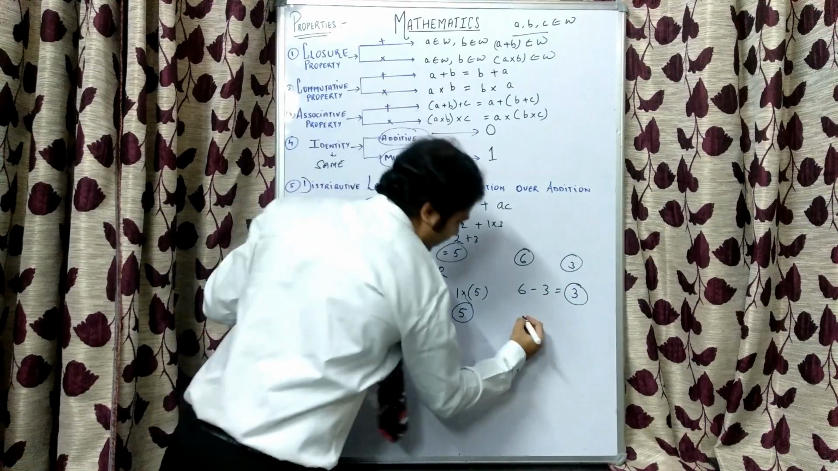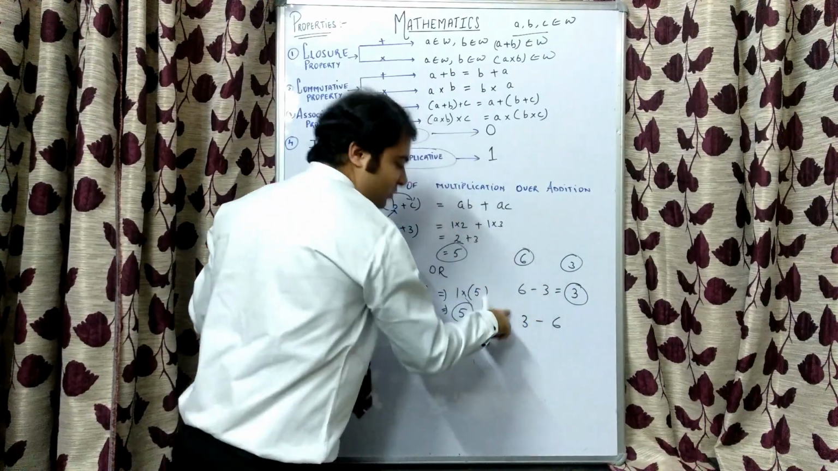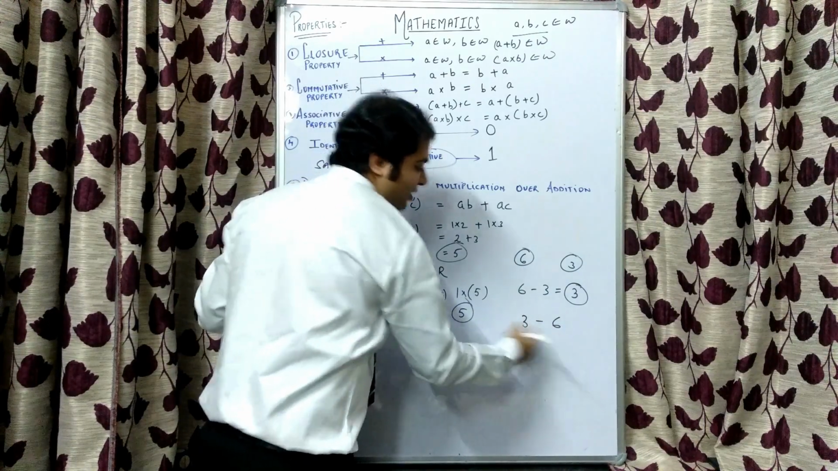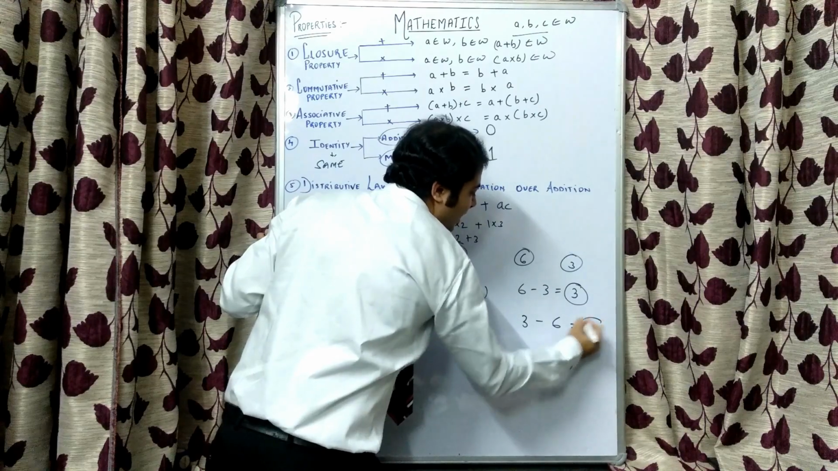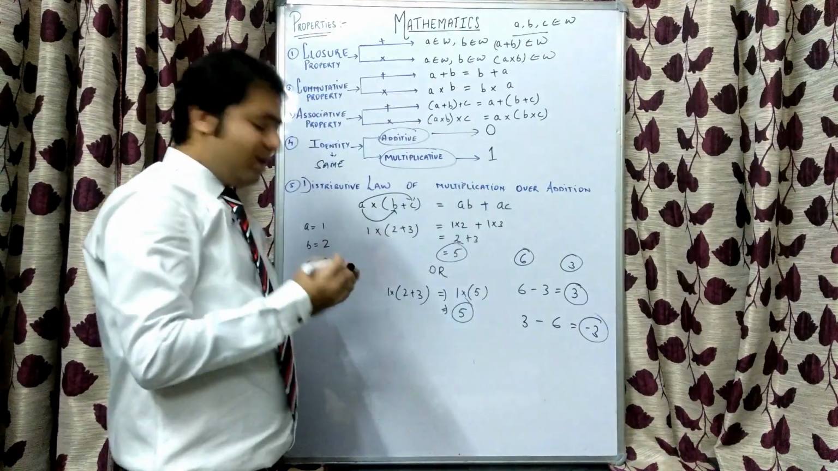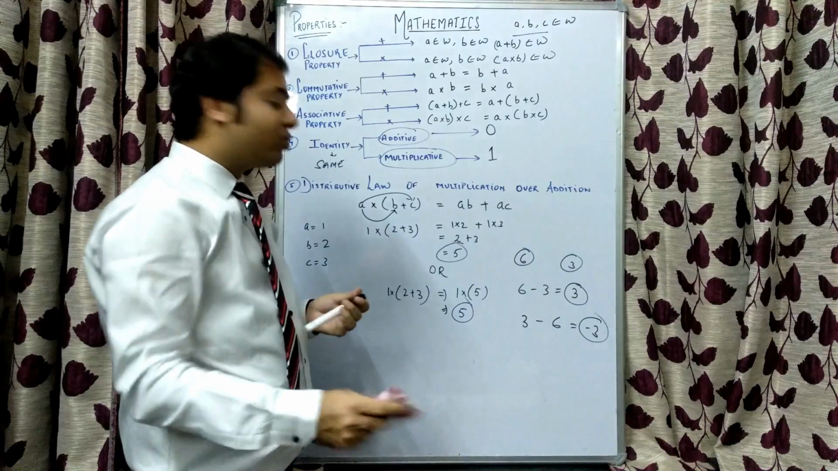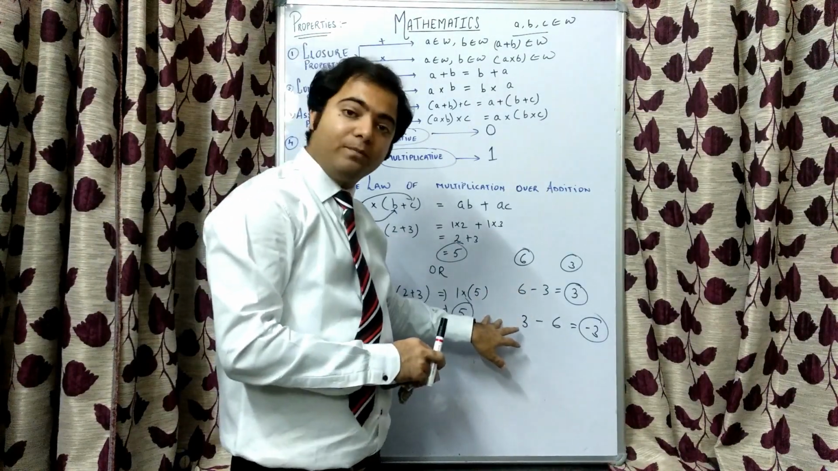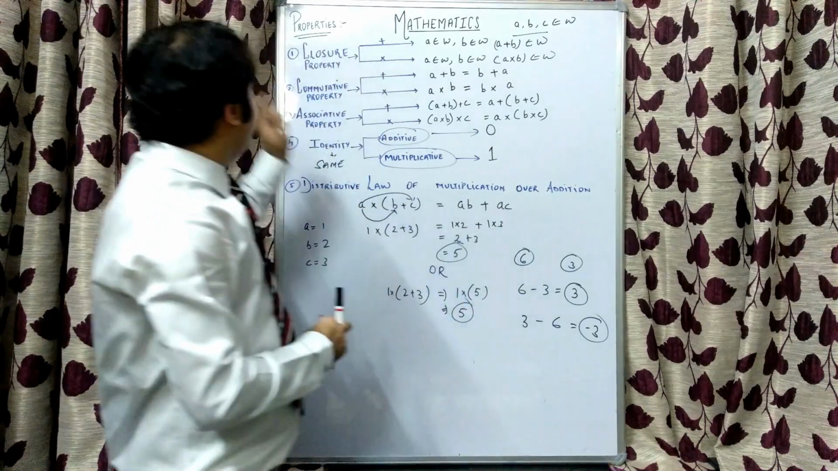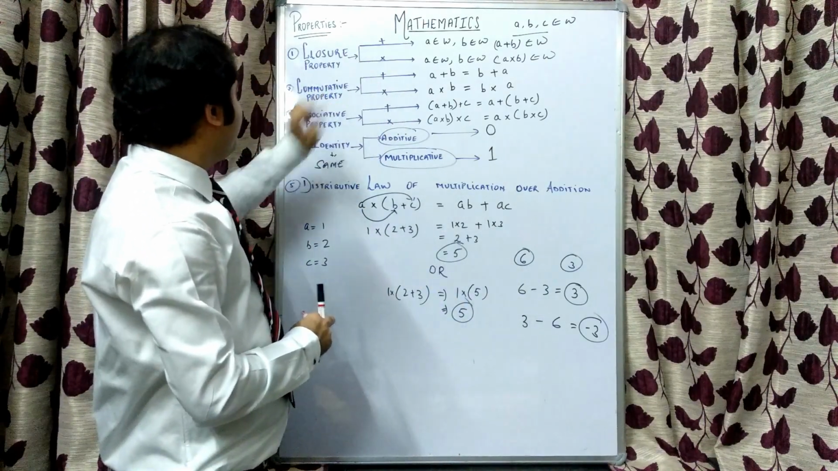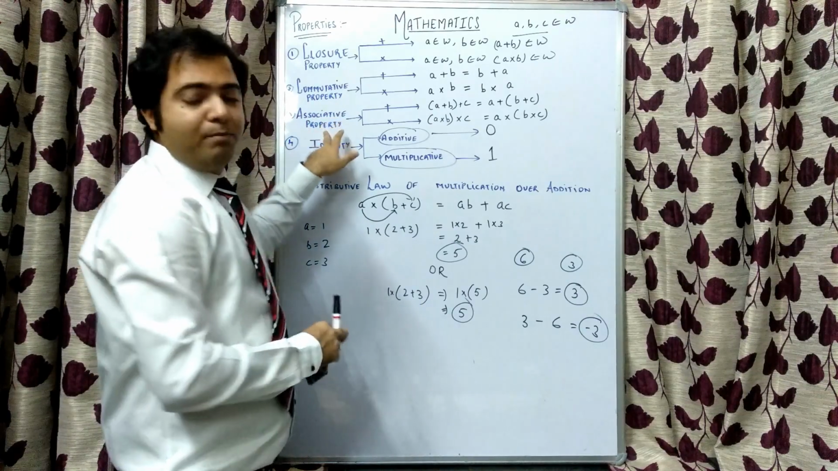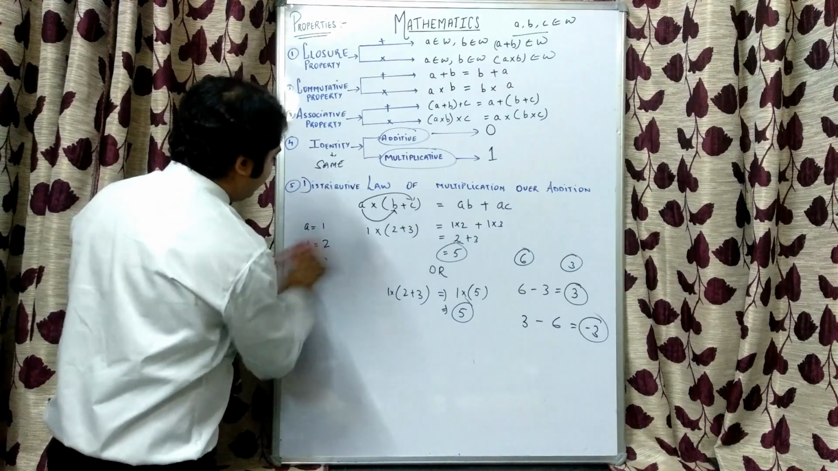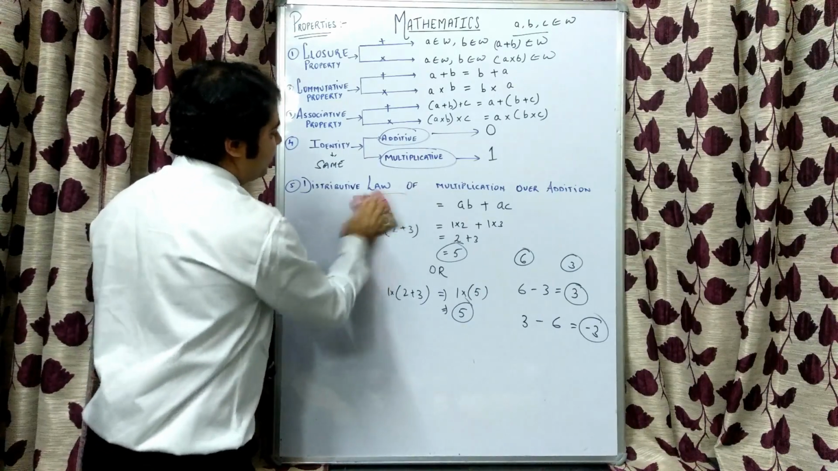But if I reverse it, 3 minus 6. 3 is a whole number, 6 is also a whole number. If I subtract 6 from 3, answer will be minus 3. And minus 3 is not a whole number, it is an integer. So this shows that subtraction may or may not follow closure property. And subtraction also does not follow commutative and associative property as well. Right? Next operation that we need to study is division operation.